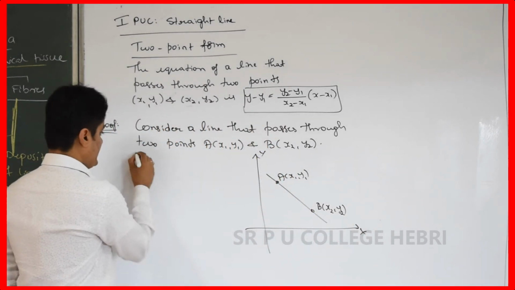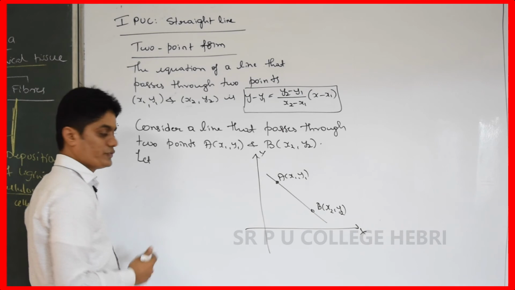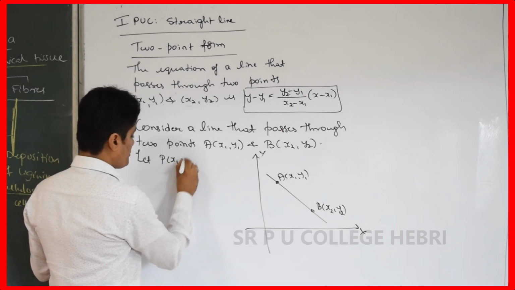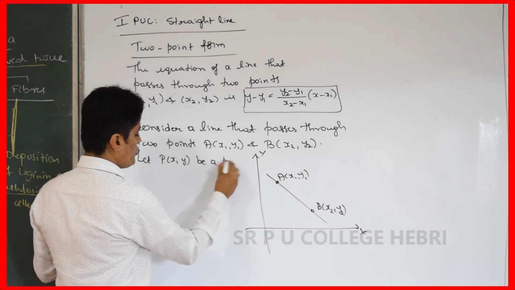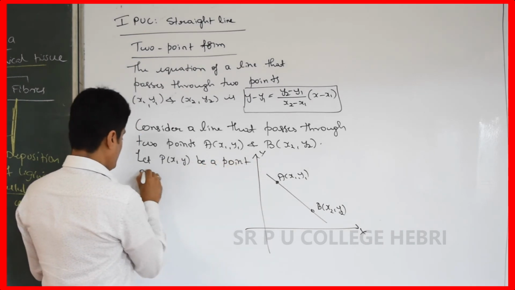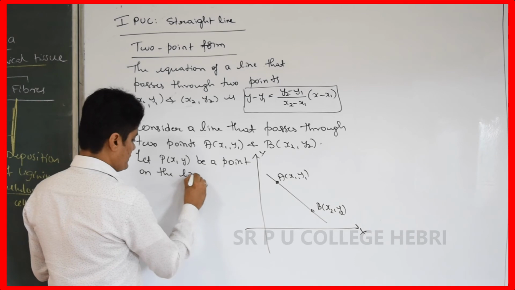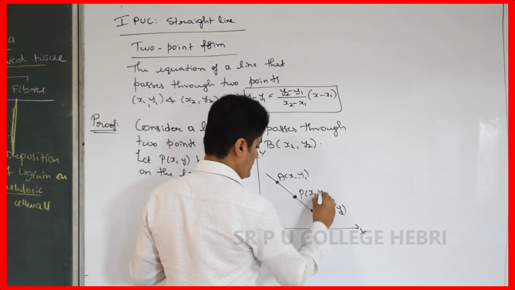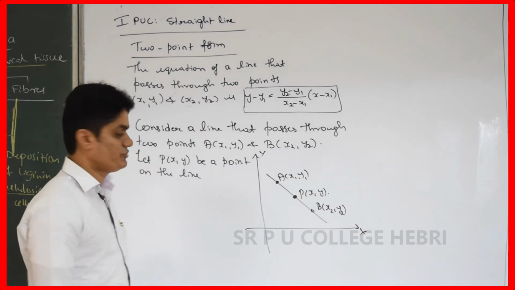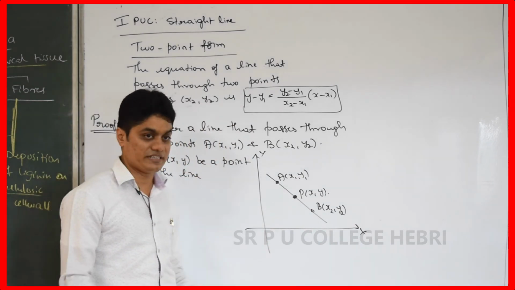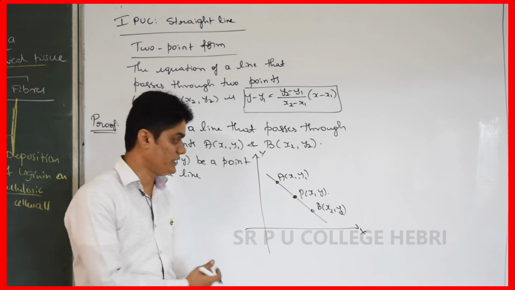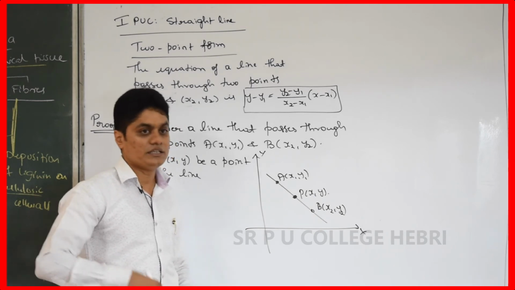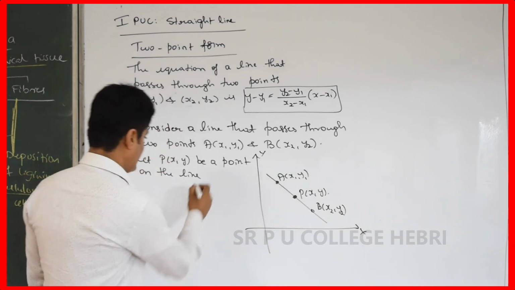So as we did in the last three, here also we are going to take one more point on the line. Let P of x comma y be a point on the line. So now we have three points on the same line. So these three points are collinear points. You know, when three points are collinear, their slopes are equal. So we can use that condition.